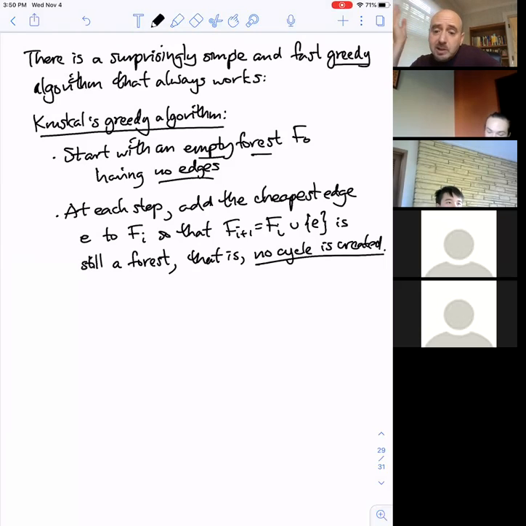And you just stop when you've got the correct number of edges in your forest. That is when it's a tree. That is when it's the number of vertices minus 1.